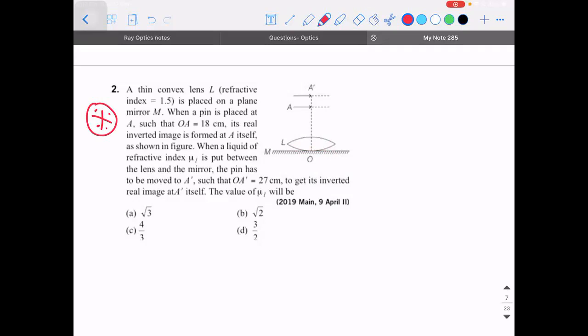Read, I'll explain it, okay? Read all these points. So there is a thin convex lens L of refractive index 1.5. It is placed on a plane mirror M. When a pin is placed at A such that OA is equal to 18 centimeter, its real inverted image is formed at A itself, as shown in the figure. Okay, I'm stopping the question with this.